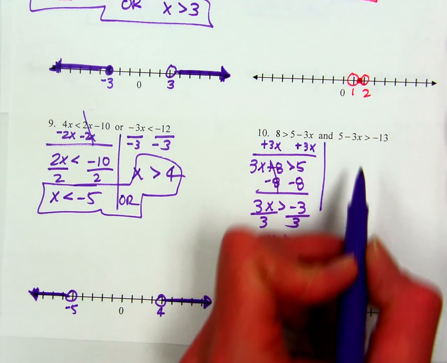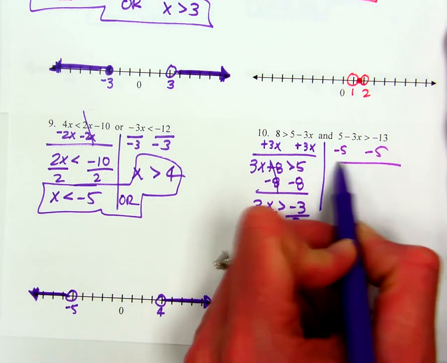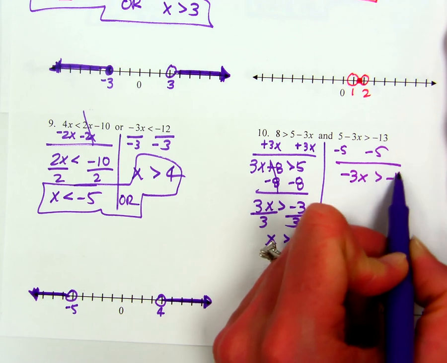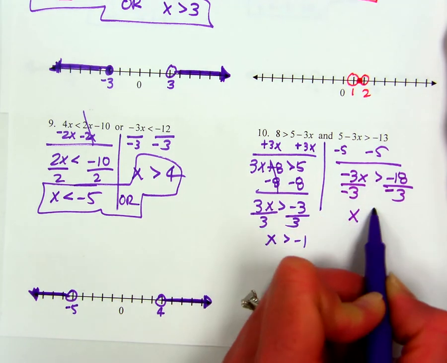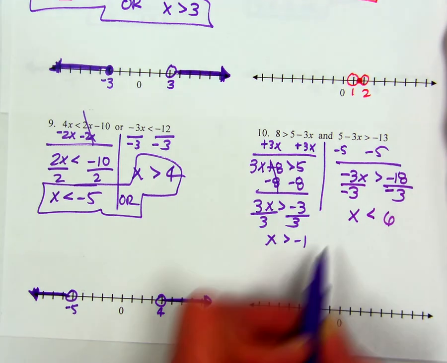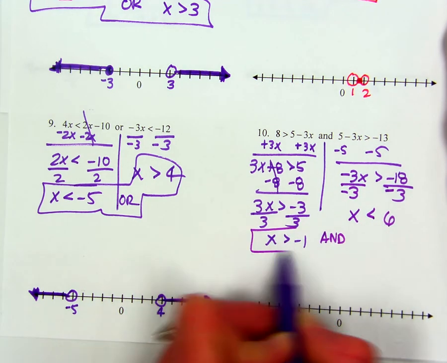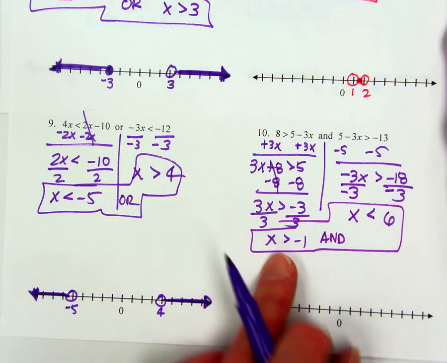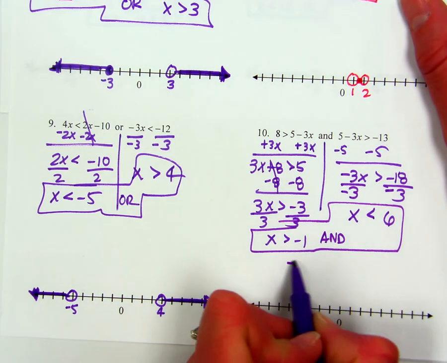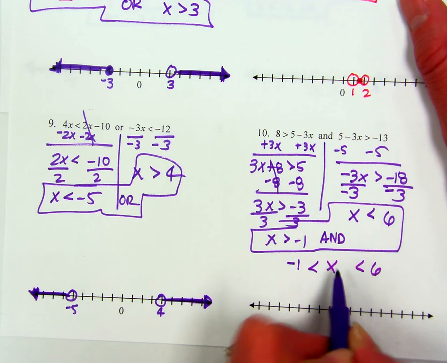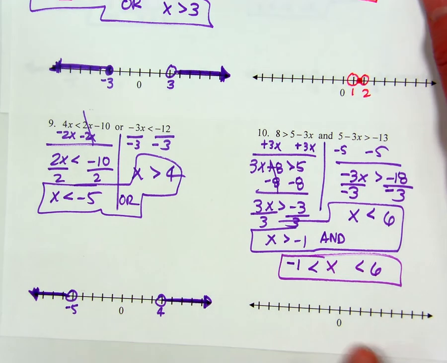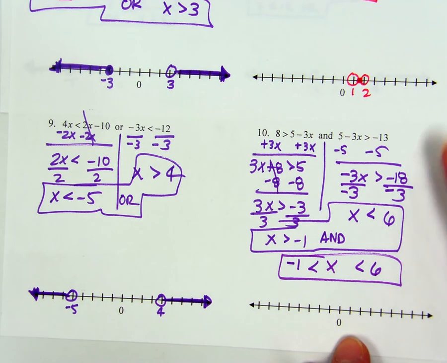Then on the other inequality, I'm going to subtract 5. Negative 3x is greater than negative 18. And if I divide by negative 3, I have to flip my sign, so x is less than positive 6. This is an and. So now anything with an and, you could also rewrite as your three-sided inequality. So the smaller number is negative 1, my bigger number is 6, and x is in between. So just make sure you recognize that these are the same thing.